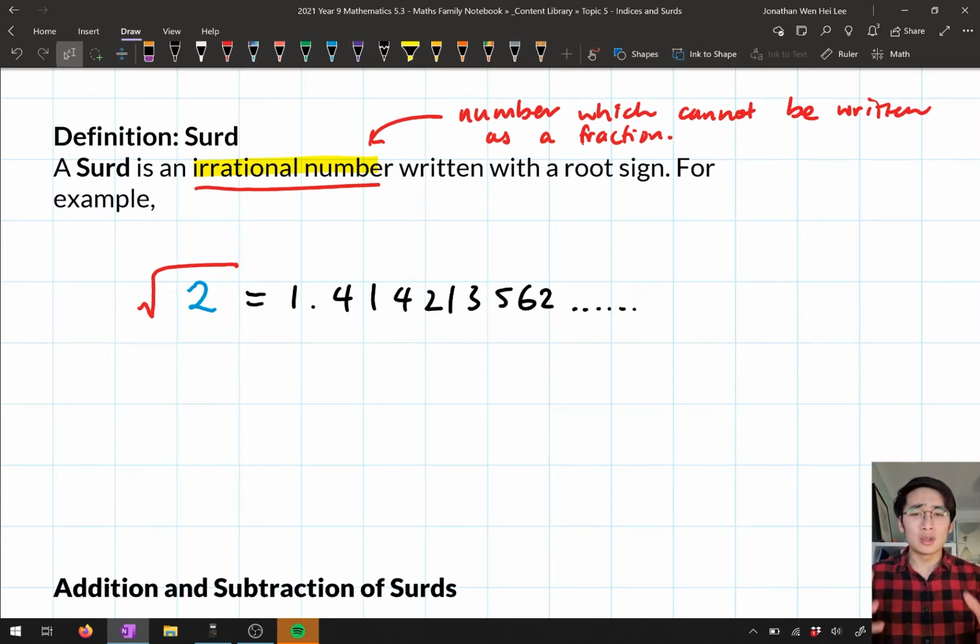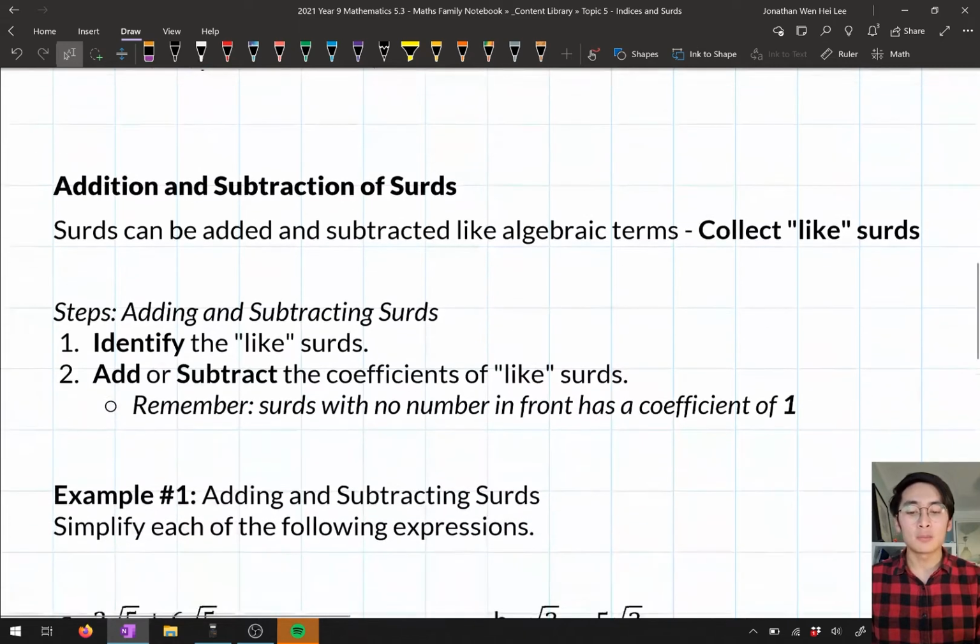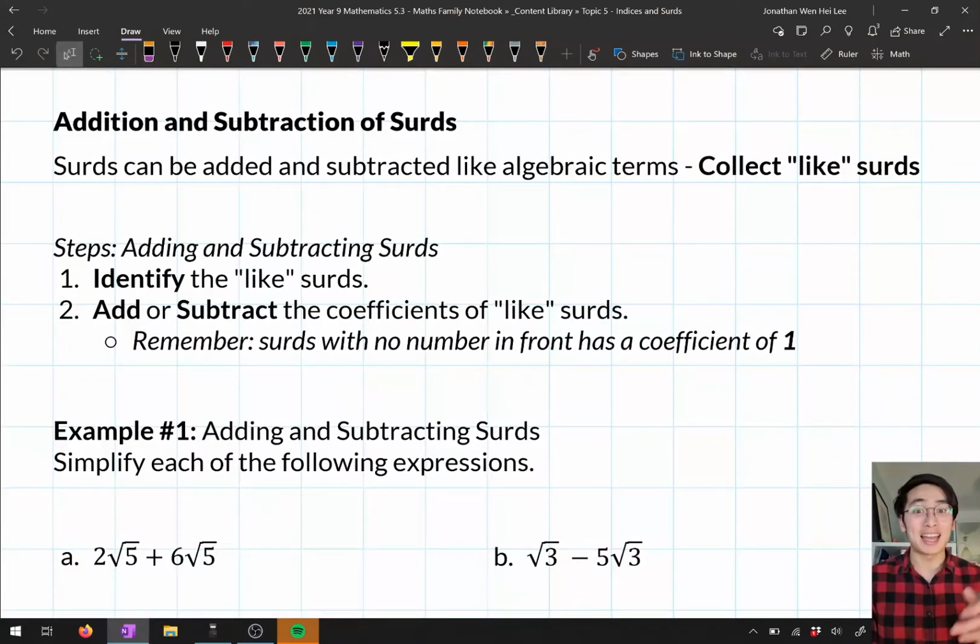What we want to be able to do in today's lesson is perform operations on these surds. We're going to break this lesson into two parts. We're first going to be adding and subtracting surds, and the second part is multiplying and dividing with surds. So let's get into it. The first thing we're going to look at is the addition and subtraction of surds.